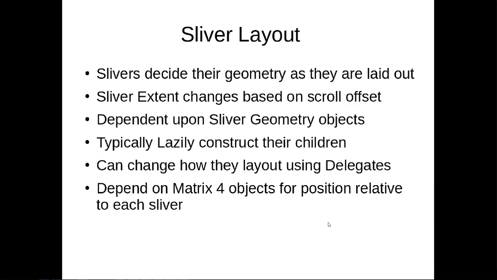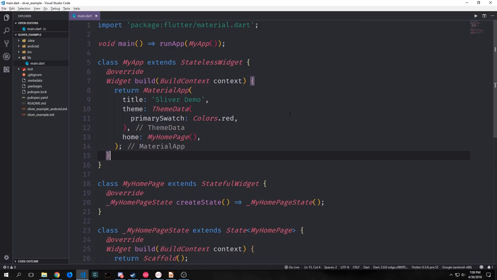Slivers are also typically lazily constructed, and they also typically lazily construct their children. We can modify this behavior based on the delegates that we put inside of the sliver. If you think about the example that we looked at yesterday, we had a list view that had infinite children in it. Those children were lazily constructed as the list view needed them. The same is true for normal slivers. This means that if you have a sliver that has infinite children, and you only have, say, 10 children on the screen at a given time, then those 10 children are the only ones being rendered at a given time.